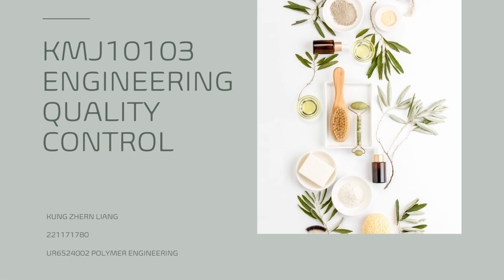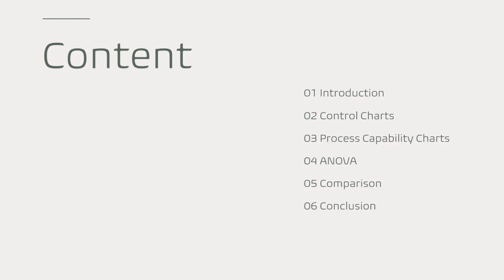Today, I'm going to talk about my engineering quality control assignment. This presentation is separated into 6 sections, including introductions, control charts, process capability charts, ANOVA, comparisons, and conclusions.